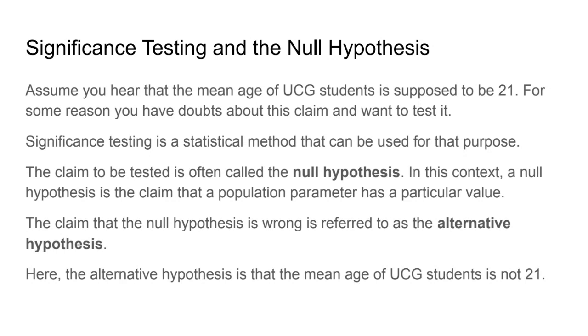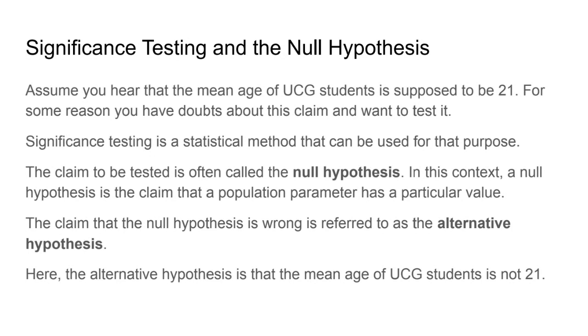In the context of significance testing, we often make a distinction between the null hypothesis and the alternative hypothesis. Now, in this context, the null hypothesis is what we want to test. So here, the null hypothesis would be that the mean age of UCG students is indeed 21. The alternative hypothesis is the claim that the null hypothesis is false. So in this case, the alternative hypothesis would be that the mean age of students is not 21.